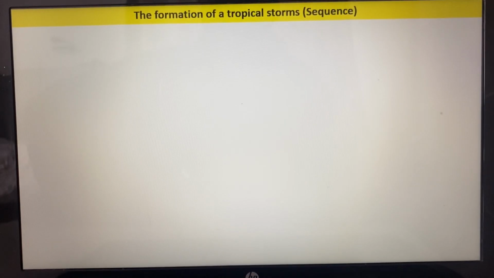Okay, so in the lead up to our paper one exams, which is not long away, we're going to look at very quickly the formation of tropical storms, and we need to know it in sequence. This could be a 4 marker or a 6 marker. It's not come up yet, so it could make an appearance in our exams this year.